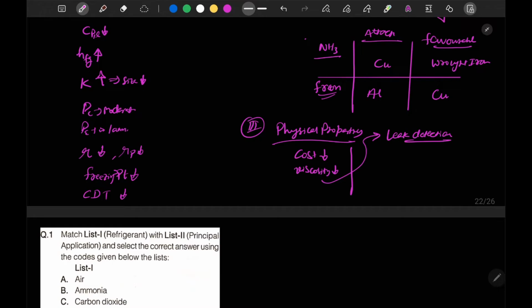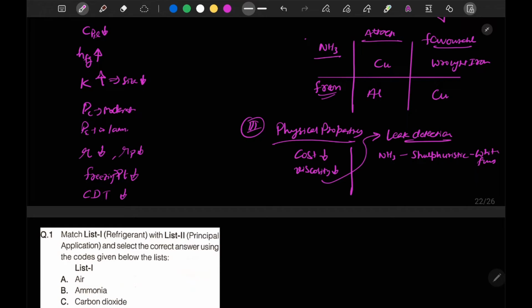If we talk about leak detection, there are four things we studied in our leak detection. How do we detect the leakage? Okay, so for ammonia we use the sulphur candle method. Okay, and what is the sulphur candle method? In this method, if we burn a sulphur candle, it will produce white fumes.